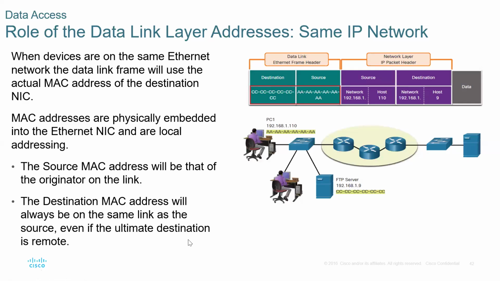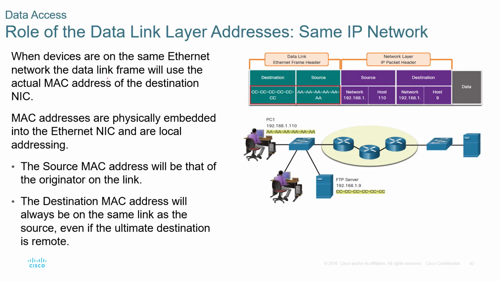Right. So we left off on the addresses that we have, the data link, the layer 2 addresses, and the layer 3 addresses, the IP addresses, the other ones being the MAC address. Now, we want to demonstrate what happens if I'm communicating on the same IP network.